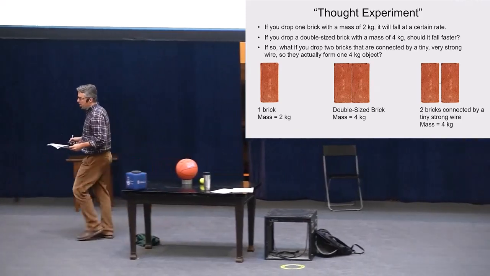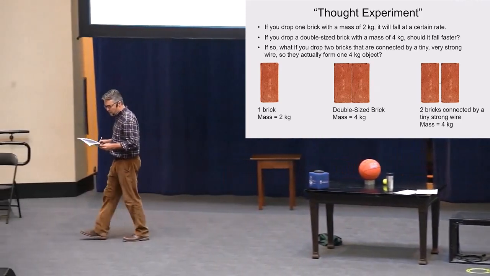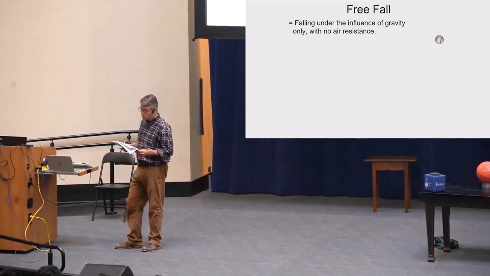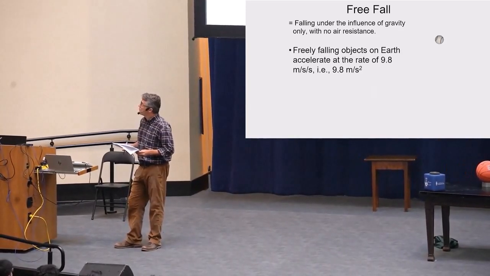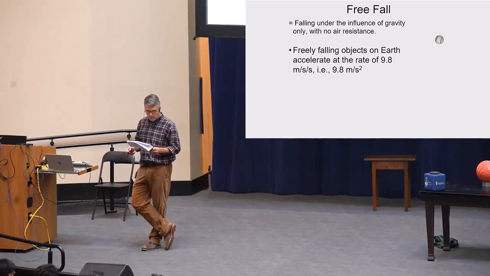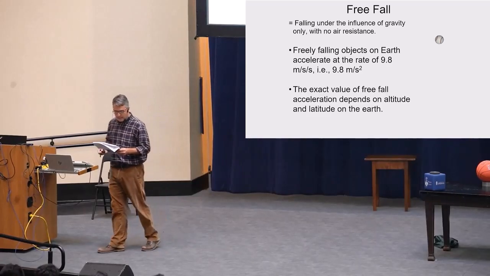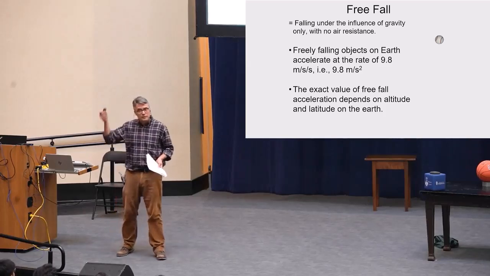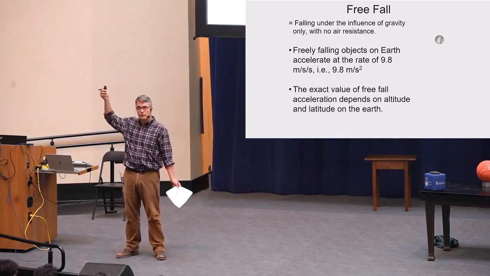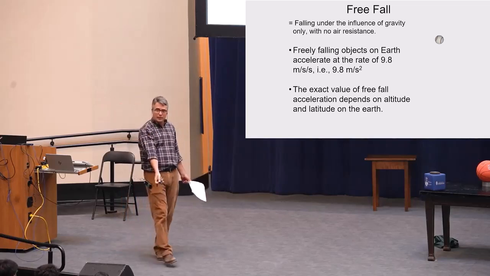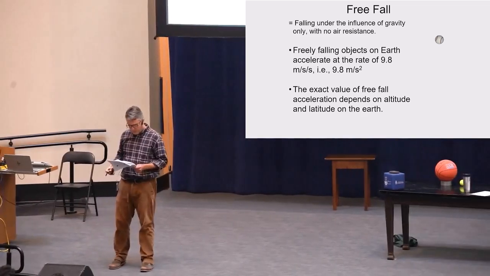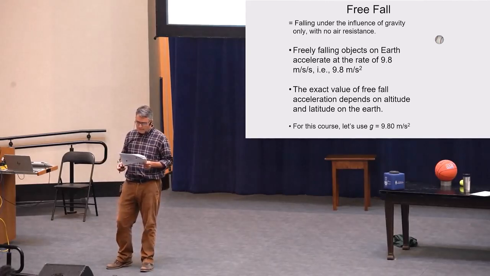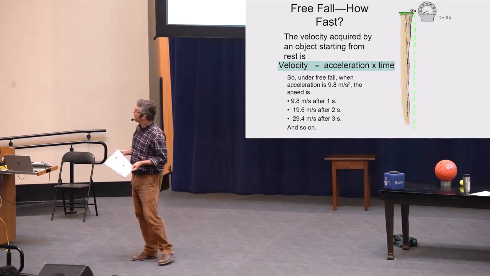So there's this idea that free fall under the influence of gravity only, with no air resistance, has this rate of 9.8 meters per second every second. The exact value of this free fall acceleration depends where you are on the Earth. It's a little less if you go up onto a mountain because you're farther from the center of the Earth. It's a little higher at sea level. For this course, we're just going to use 9.8.